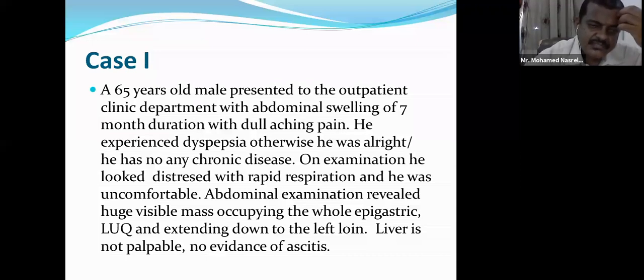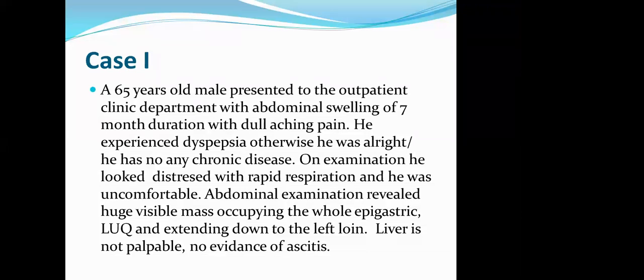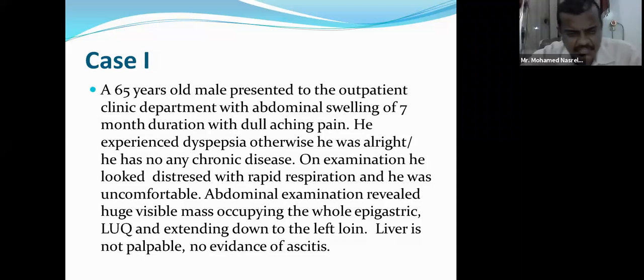He experienced dyspepsia, otherwise he was all right. He had no chronic disease. On examination, he looked distressed, with rapid respiration, and he was uncomfortable. Abdominal examination revealed a huge visible mass occupying the whole epigastric and left upper quadrant and extending down to the left loin. The liver was not palpable and there was no evidence of ascites.